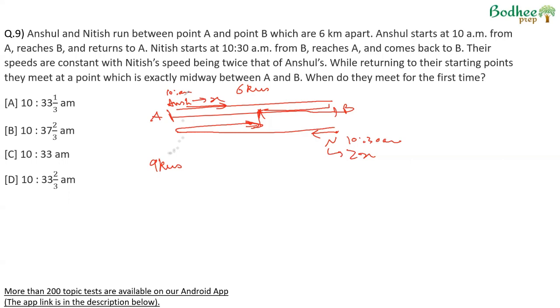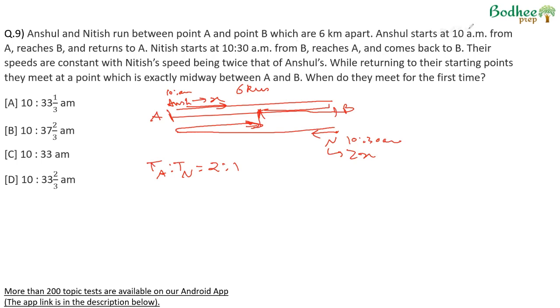But the ratio of speed is 2:1. So we can say that the ratio of time traveled by Anshul to time traveled by Nitish has to be for the same distance both of them have covered. Anshul goes from A to B, 6 kilometers, and half of AB, which is 3. Nitish goes from B to A, 6 kilometers, and half of AB, which is 3. So for the same distance, if the speed ratio is 1:2, the time ratio has to be 2:1, inverse of the speed.